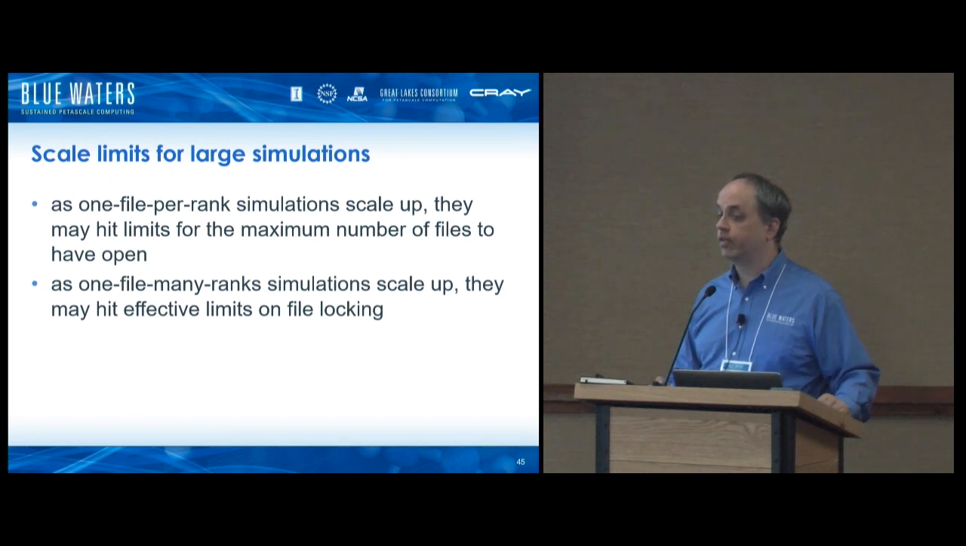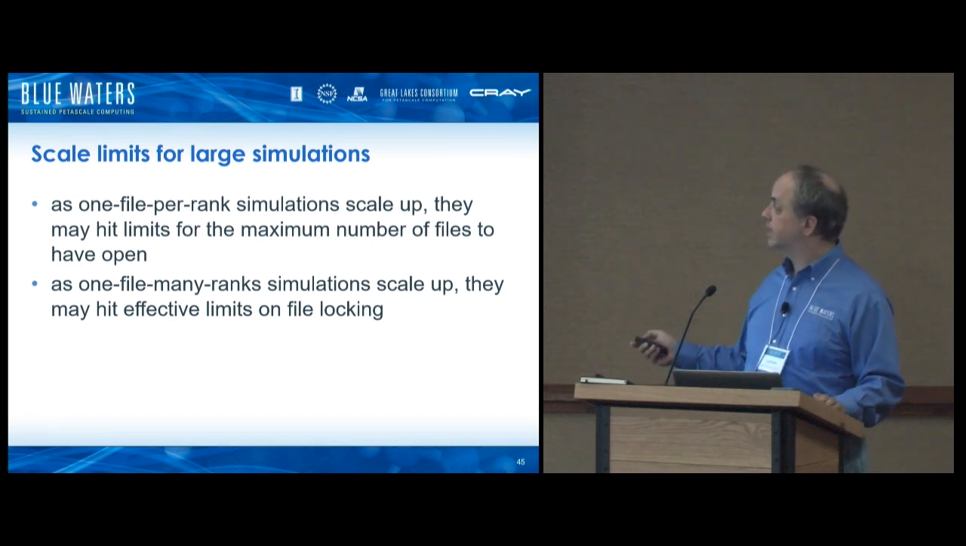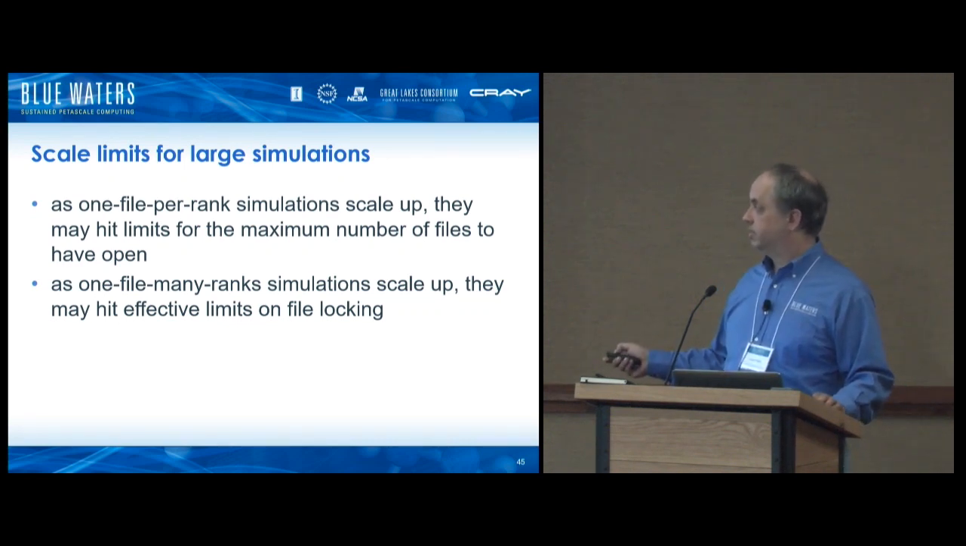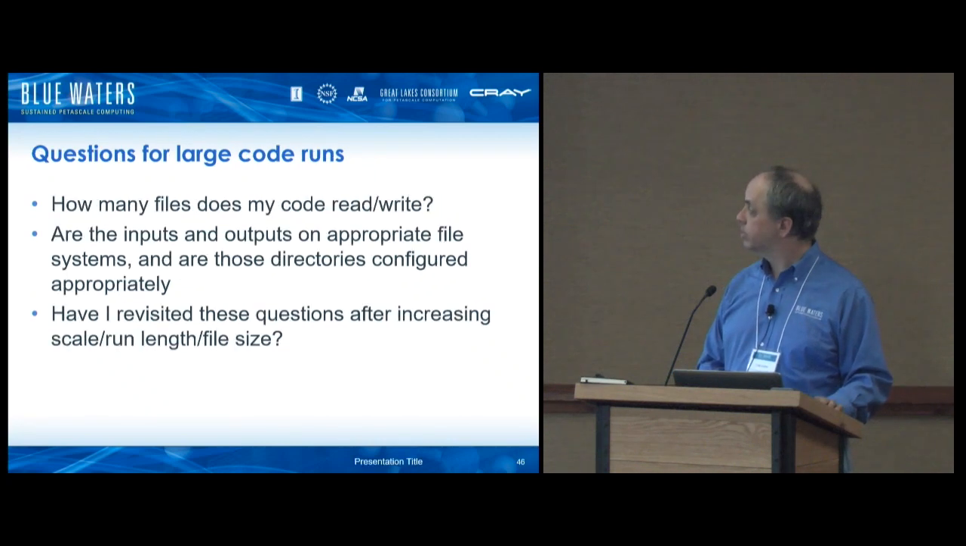So if you have a code that runs 2,000 ranks, there may be things you can get away with that you can't get away with if you go up to 50,000 ranks. So this is a question you will need to ask yourself. Sometimes there will be file locking or metadata saturation things that will happen when you start to scale your code up. So pay attention to that.